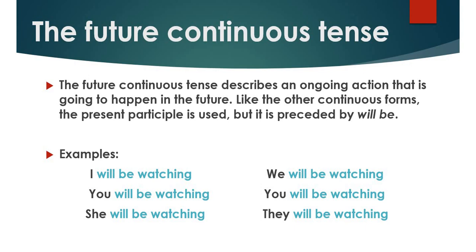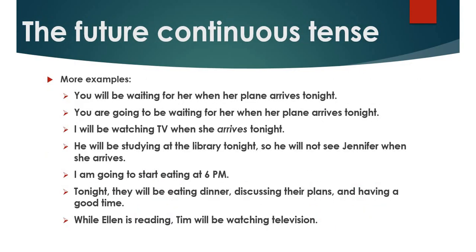Examples: I will be watching, you will be watching, she will be watching. We will be watching, you will be watching, they will be watching. And we have more examples for the future continuous tense. You will be waiting for her when her plane arrives tonight.